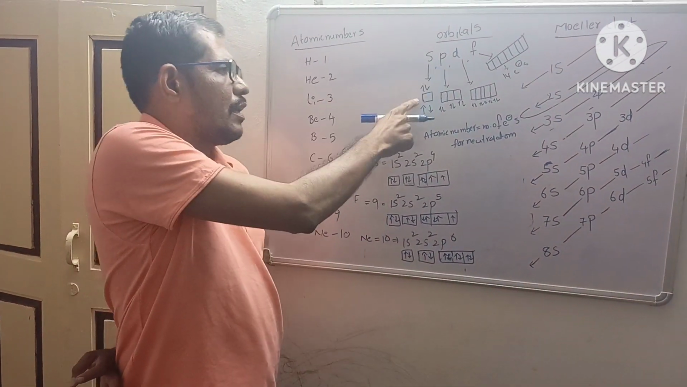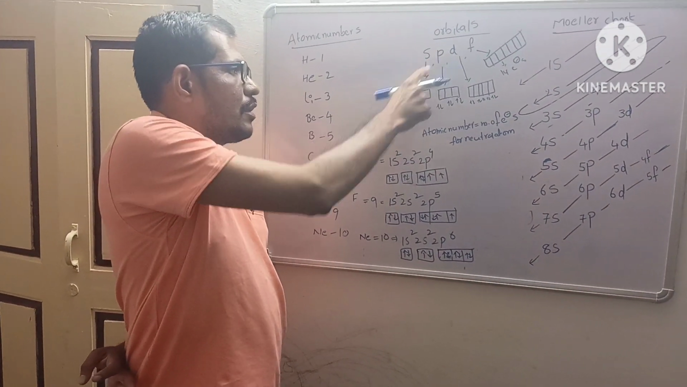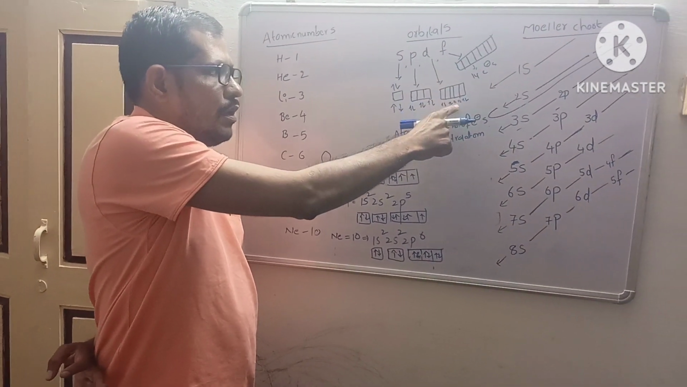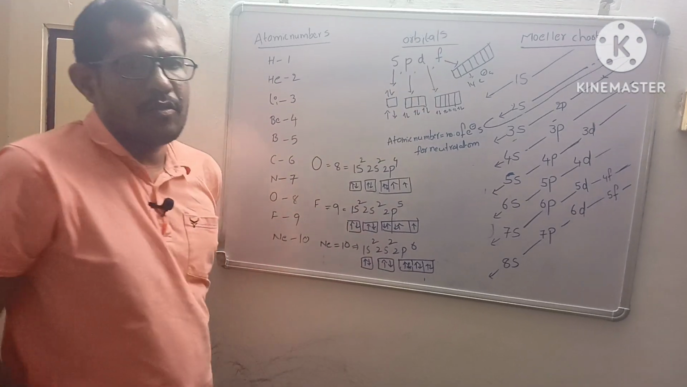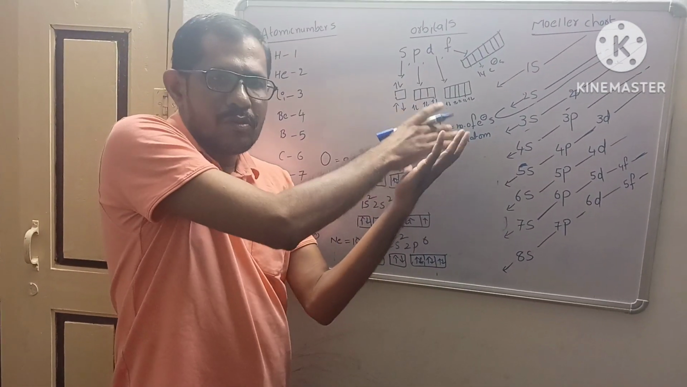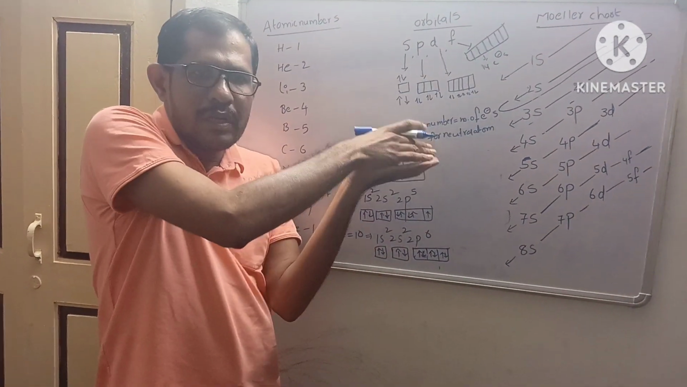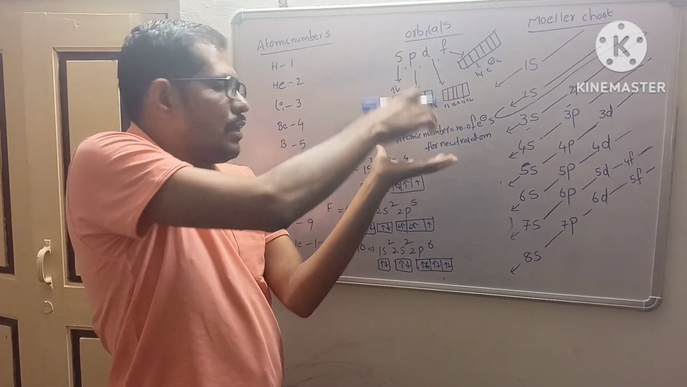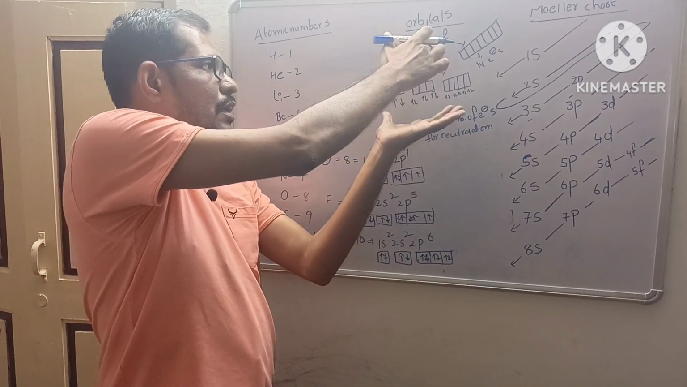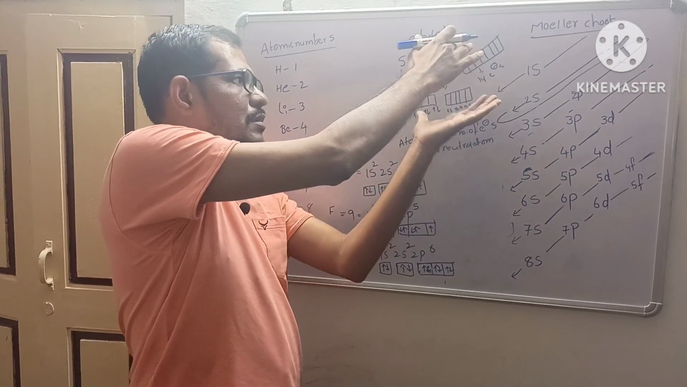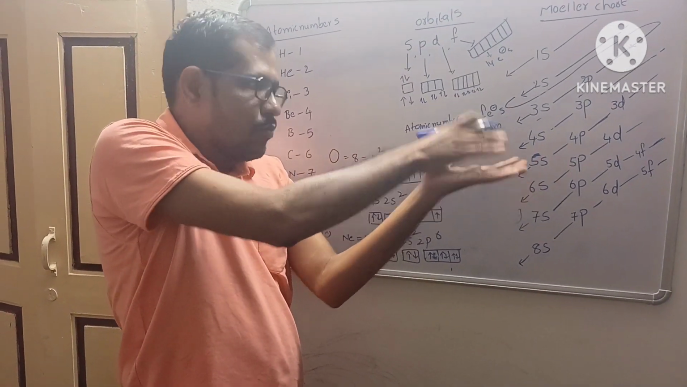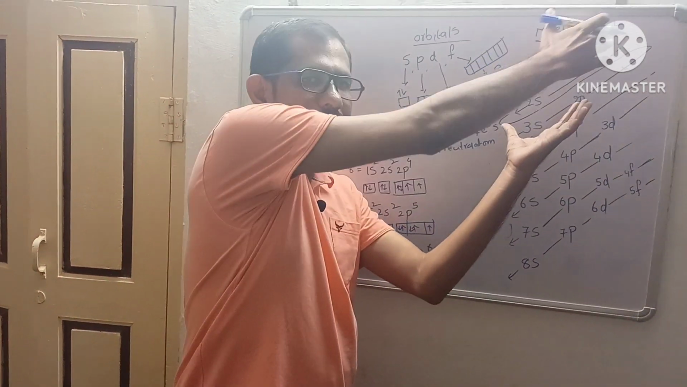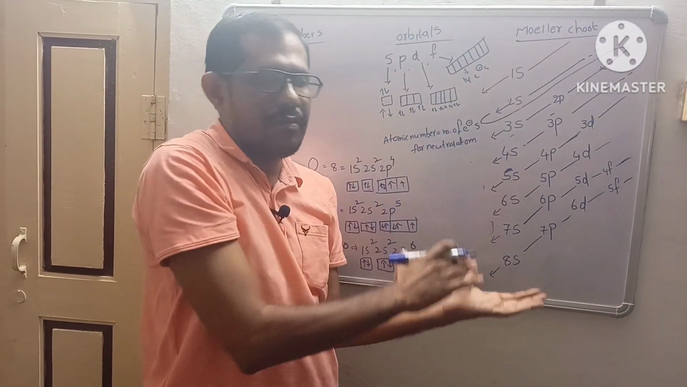And the s orbital contains a single box. The p orbital, remember this also, 3 boxes. The d orbital, 5 boxes. The f orbital, 7 boxes. Clear? Each box holds 2 electrons. So the s orbital, having only one box, holds only 2 electrons. The p orbital, 3 boxes, 6 electrons. The d orbital, 5 boxes, 10 electrons. The f orbital, 7 boxes, 14 electrons. Then go to the Aufbau diagram and take the reference of it to write the electronic configuration.